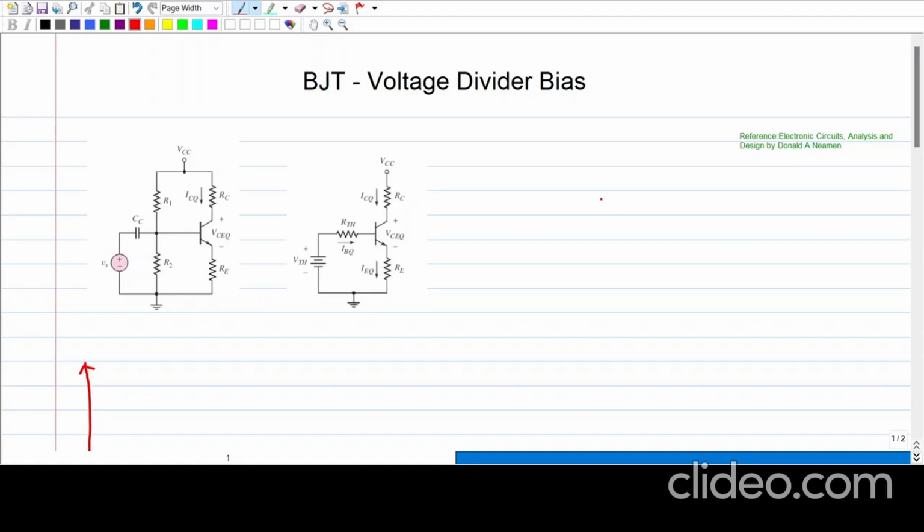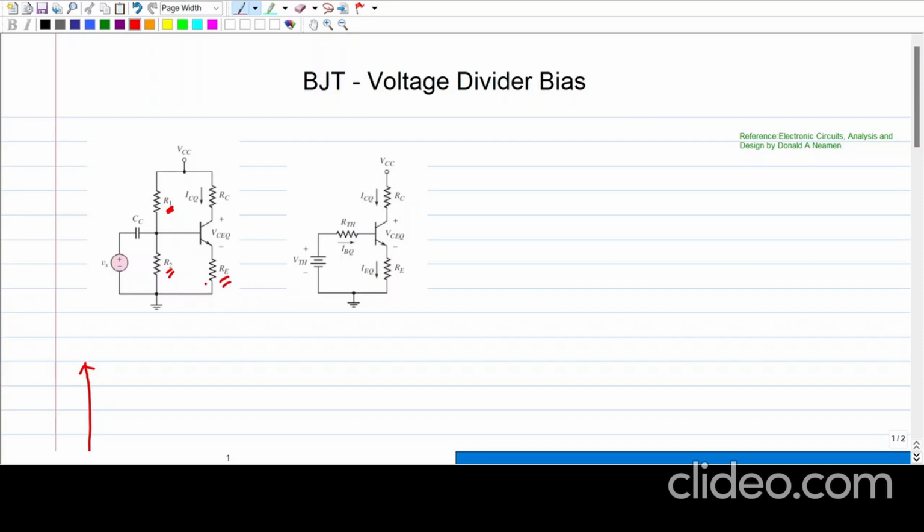Good morning, friends. In this video, we are going to discuss the voltage divider bias circuit. In the last video, we discussed the fixed base bias circuit, where there is only one resistor, RB. Here, you can see there are two resistors, R1 and R2, and there is one additional emitter resistor also. We will see what the significance of these resistors is.